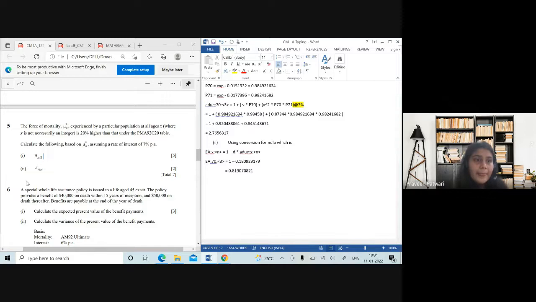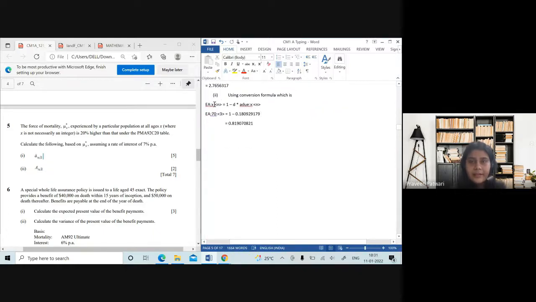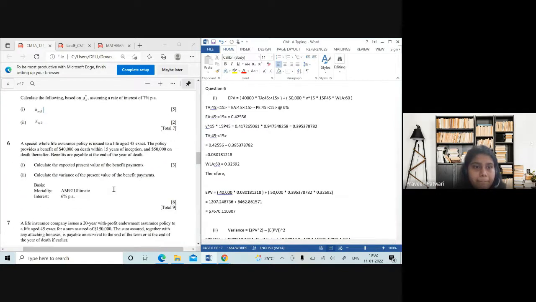Second part, again, EA, same thing again. See, the N is in between the lines. I don't think there's any L used in this paper. Expected present value of the benefit payments.